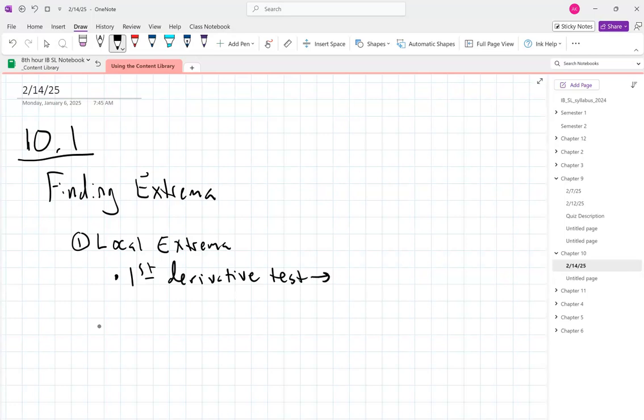Basically what the first derivative test says is when that first derivative changes from negative to positive, that will indicate to you that we have a local minimum.